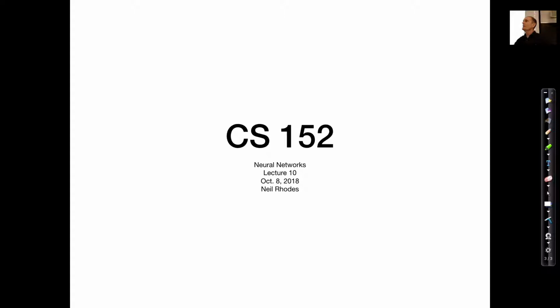Why would you not want the identity function for all of your activation functions in your entire network? Yeah, it'd end up being a linear combination. So what you could express would be very, very little, it wouldn't be very expressive.